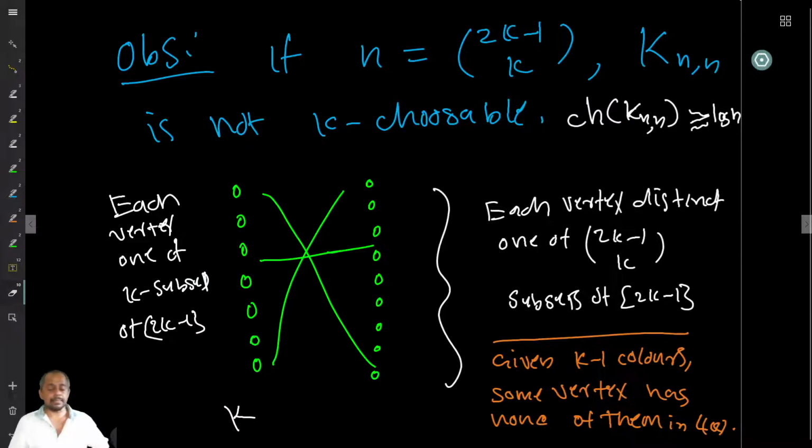So I need to use some k colors on this side. That is necessary. If I use k colors on this side, then you see there is some vertex here whose list precisely contains those k colors, because every possible k-element subset of 1 to 2k minus 1 appears here.